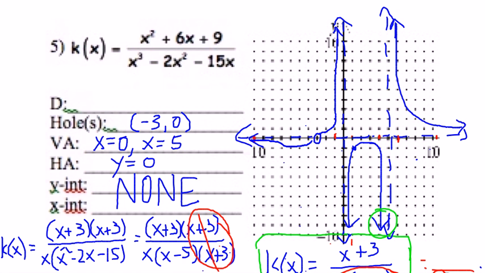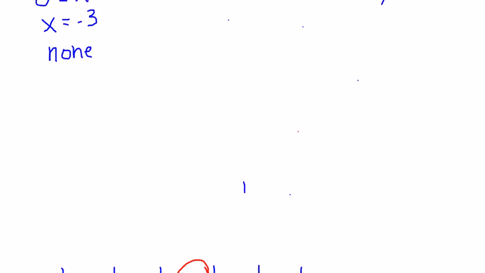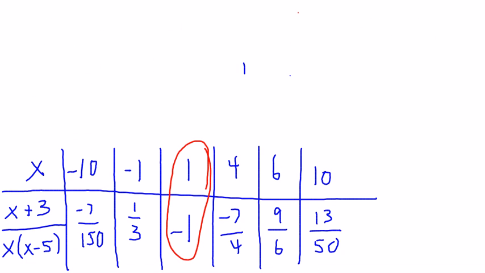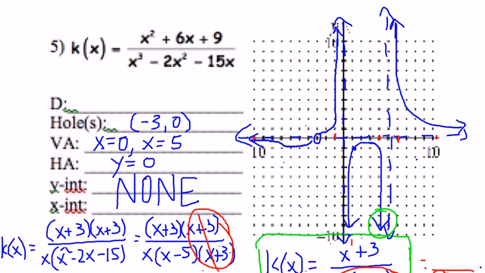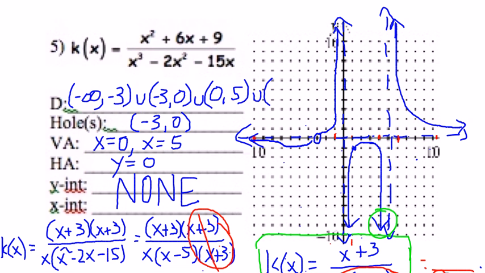So you can either use logic to kind of generally shape your graph, or you can be a little more precise by actually plotting your points as best you can with the table. So the domain is going to be negative infinity to negative 3, and anything between negative 3 and 0, and anything between 0 and 5, and anything above 5.